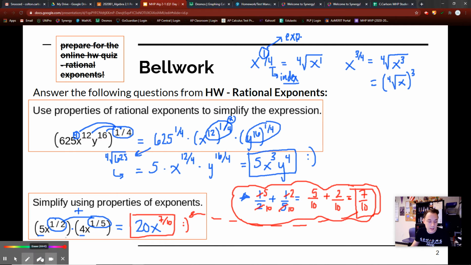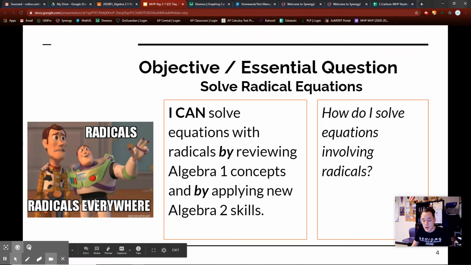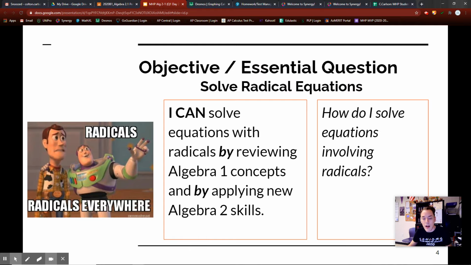I'm going to erase this. All right, so objective. I can solve equations with radicals by reviewing Algebra 1 concepts of radicals and applying new Algebra 2 skills. So I'm going to show you what those skills are in a little bit. And then my essential question is, how do I solve equations involving radicals? What are the basic steps for it? But not just that. How can I actually mimic the strategy behind solving these? Because there is a slight strategy that we need to understand before we actually attempt these problems.